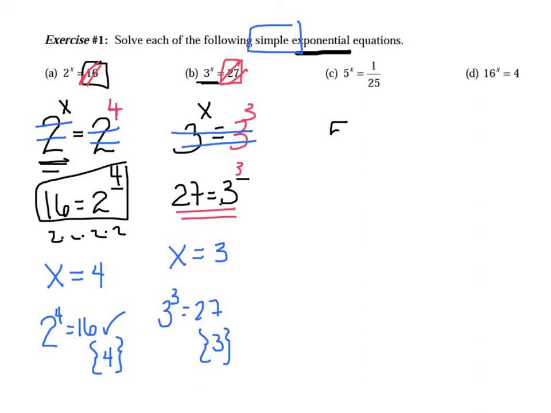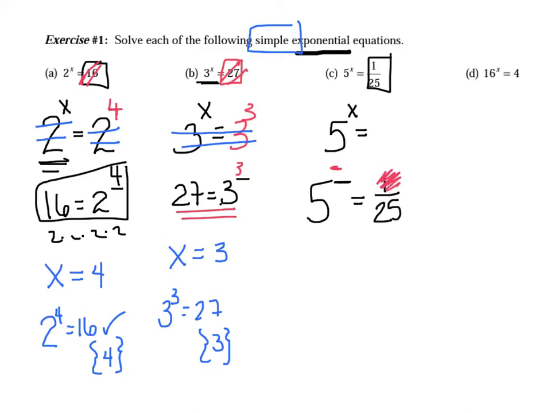I have 5 to the x equals 1 over 25. So my question is 5 to the what power equals 1 over 25? Now don't let these fractions scare you. We're good at this, guys. We have a fraction if our exponent is what? That's all you're saying to yourself. I have a fraction because my exponent is, yes, negative. So that's all it means.